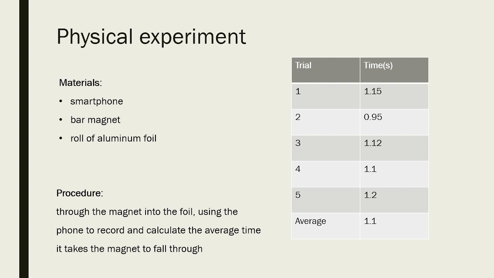So for the first part of the experiment, I manually measured the time of the bar magnet falling through the row of aluminum foil with my smartphone. There were a total of 5 trials, and the average time measured for these 5 trials is 1.1 seconds.